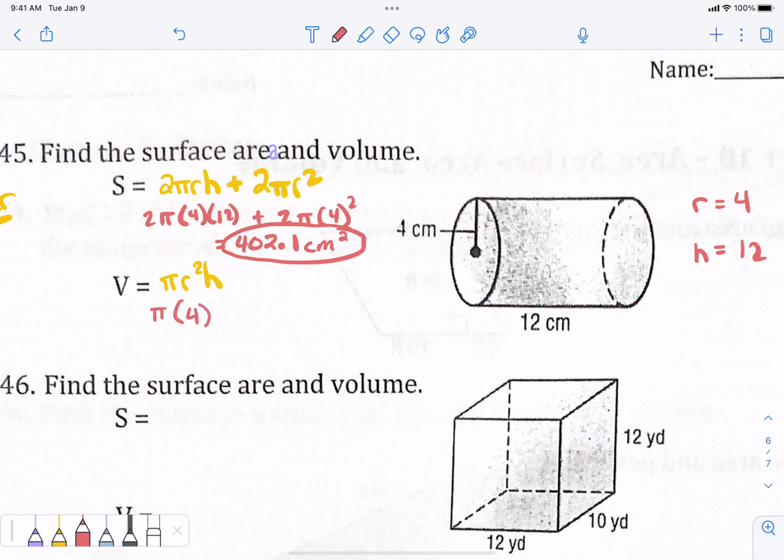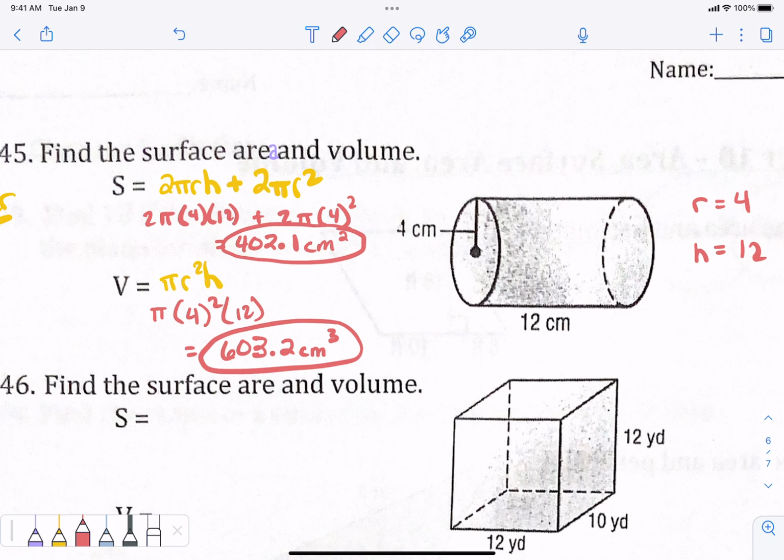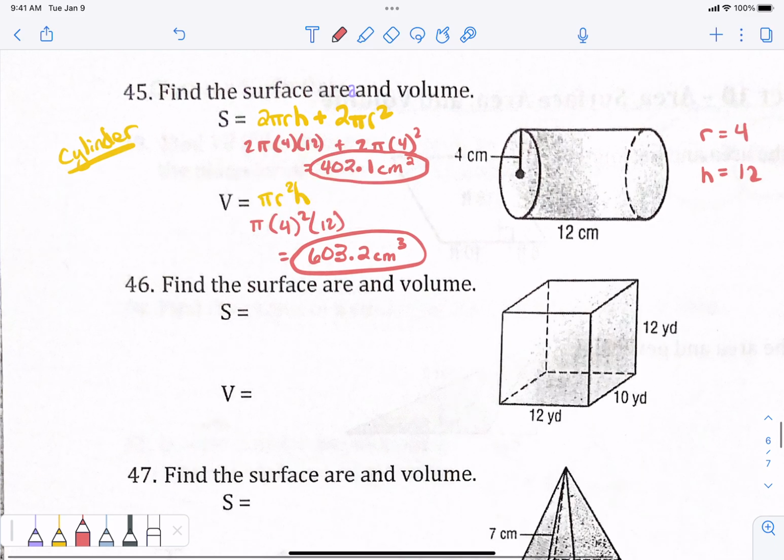Pi times 4 squared times the height. So pi times 16 times 12. 603.2 centimeters cubed for the volume. How's that? Good? Okay. What is number 46?